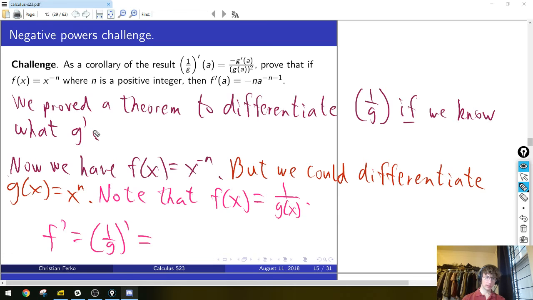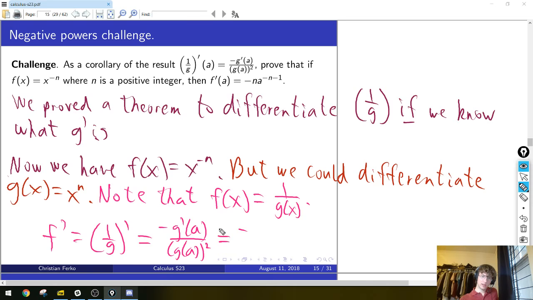Well, as you said, according to our formula, we should find that. Is it going to be negative g prime over g squared? Good, so now let's plug in what g prime and g are.